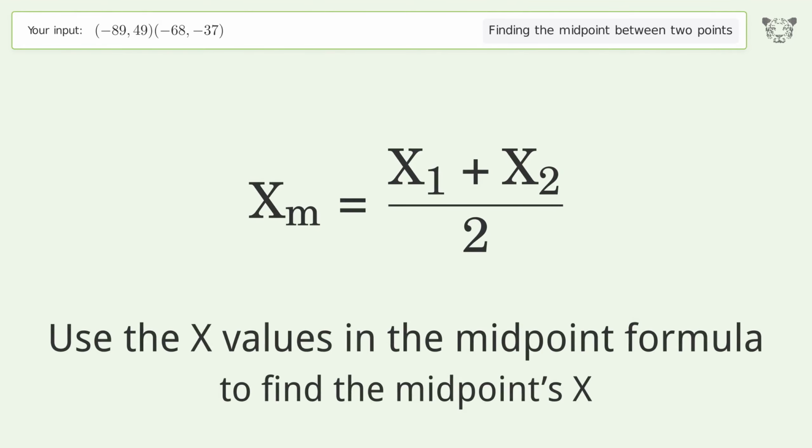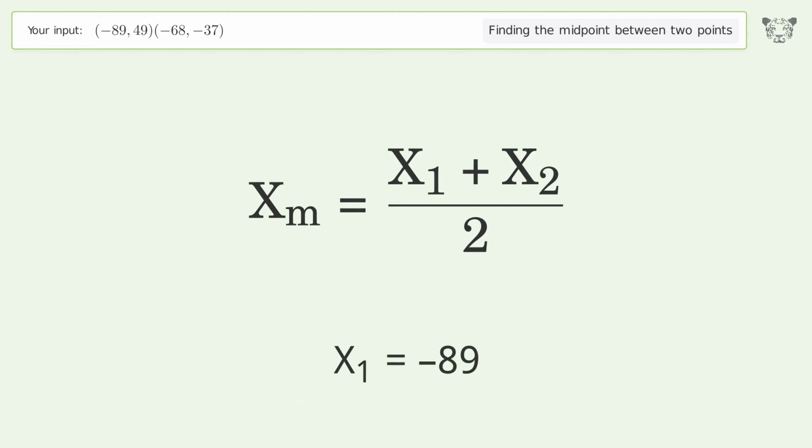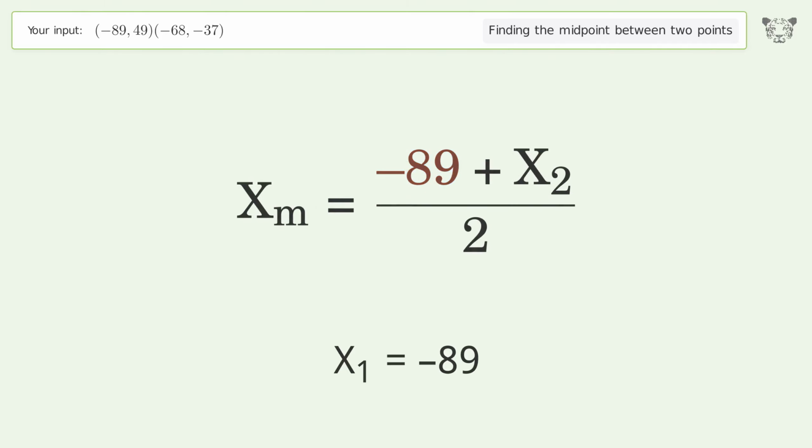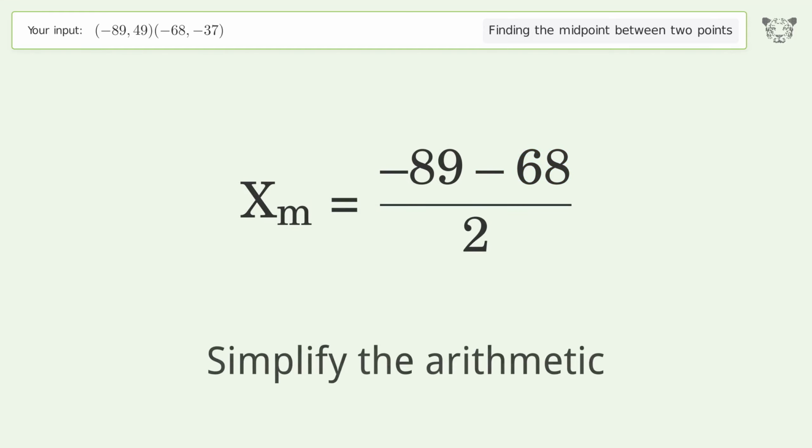Use the x values in the midpoint formula to find the midpoint's x. x1 equals negative 89. x2 equals negative 68. Simplify the arithmetic.